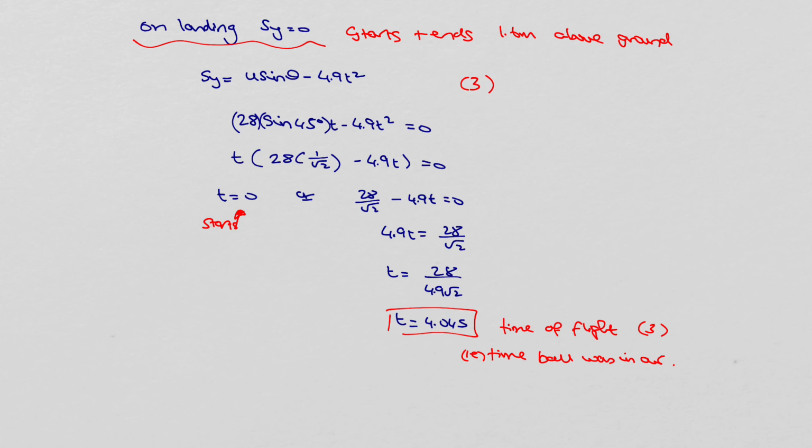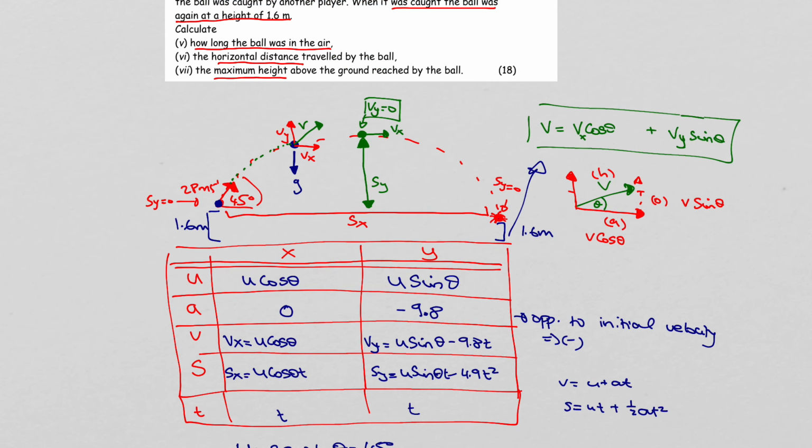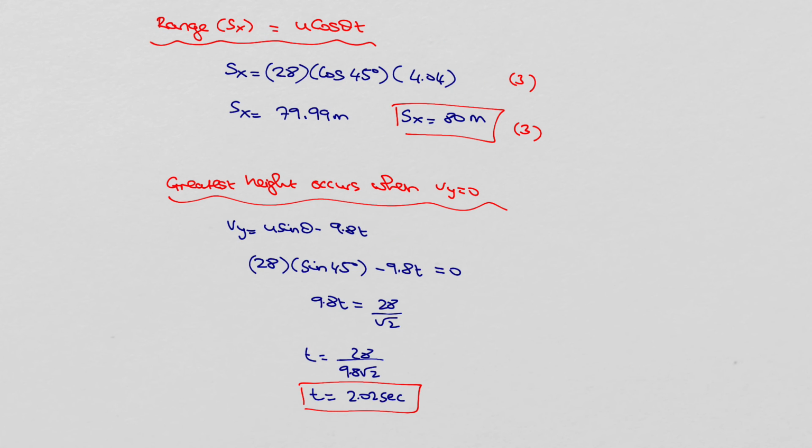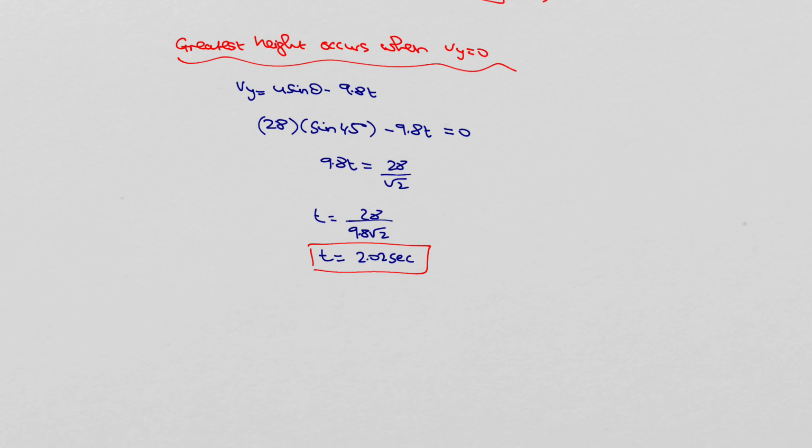Now what's interesting to note there is that this is actually half the time of flight. And that's because this is a symmetrical journey. So in other words, if the time of flight is 4.04 seconds from start to finish, then to reach the halfway point, the greatest height, that's going to be half the time of flight. So now we know that it takes 2.02 seconds to reach the greatest height.